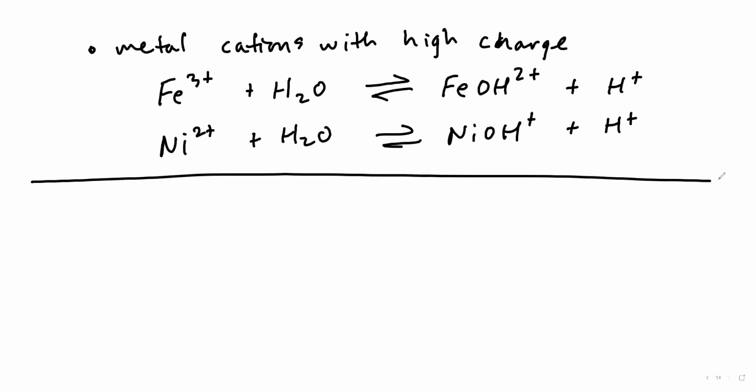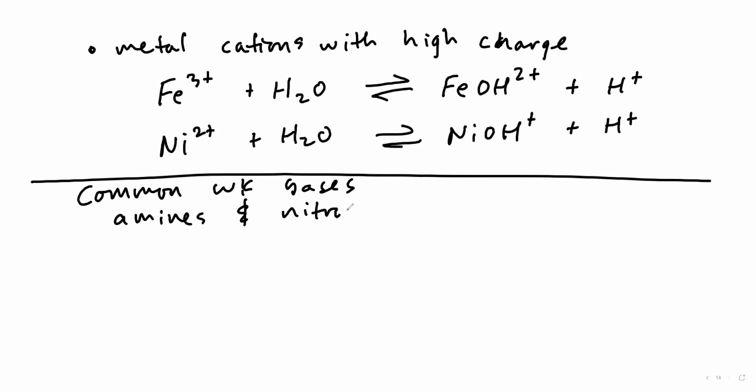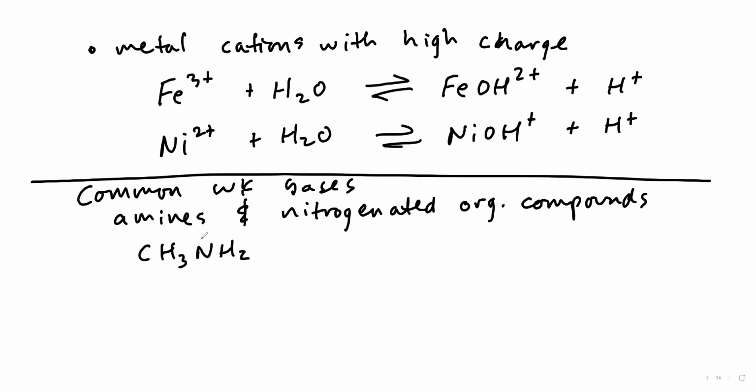Finally, in the category of common weak bases, these are basically organic amines and other nitrogenated organic compounds. As an example, here's methylamine. On that N is a lone pair, which is a great spot to accept a proton. Just like ammonia, the CH3NH2 can take a proton on that lone pair from water. We end up with CH3NH3 plus, which is the conjugate acid to methylamine, CH3NH2, and then the remainder is OH minus. You can see how the amine compounds like that can make the solution basic by creating OH minus.